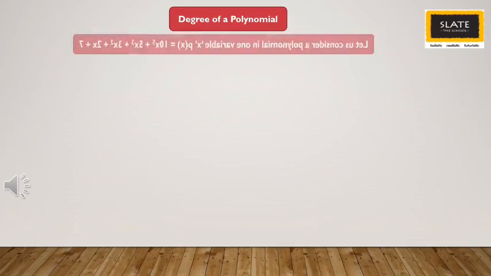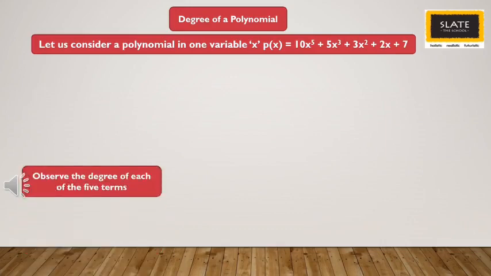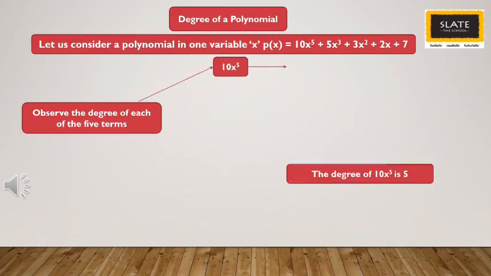Now, what is degree of a polynomial? To understand it, let us consider a polynomial in one variable x. That is, p of x equal to 10x power 5 plus 5x power 3 plus 3x power 2 plus 2x plus 7. Now, observe the degrees of all the terms in the given polynomial.